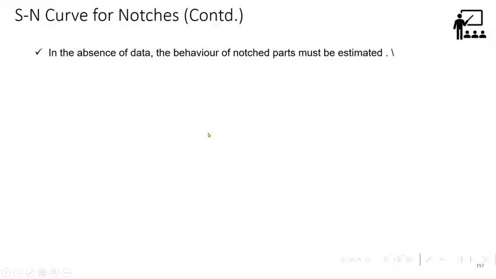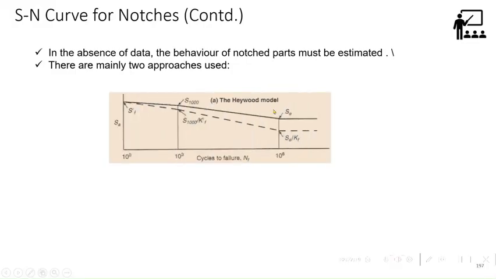In the absence of data, the behavior of notched parts must be estimated. There are mainly two approaches used. There is one proposed by Haywood. You start from the entire cycle, one cycle to 10⁶, but you know that at 10³ there is a demarcation, low cycle fatigue, and Haywood also takes care of that. So here the endurance limit for smooth one is 50% of ultimate. So this point we know already for smooth.